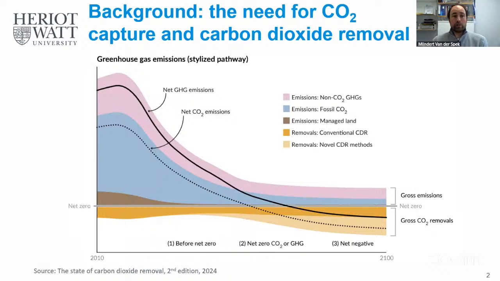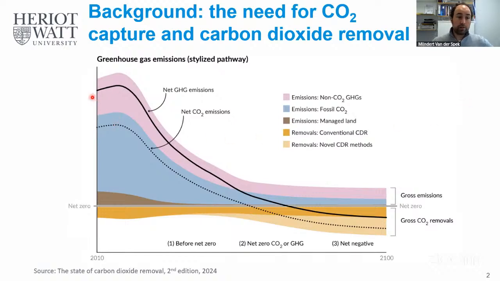Maybe I just wanted to start with a little bit of background, and why am I speaking about CO2 adsorption, and why am I speaking about CO2 and water adsorption? What I'm showing to you right now is a stylized pathway of greenhouse gas emissions over time. This is a figure that goes from the year 2010 to the year 2100, so that's at the end of this century.